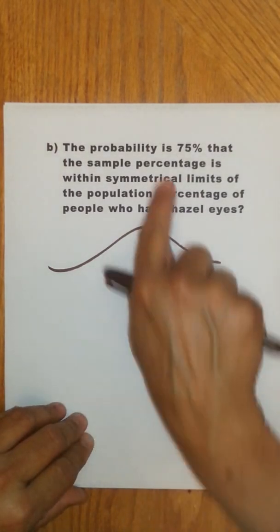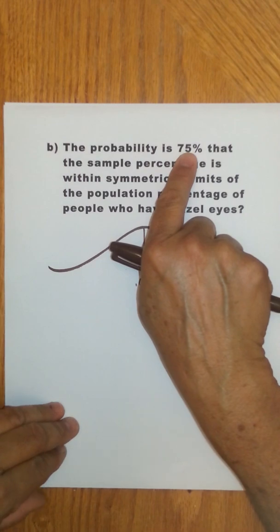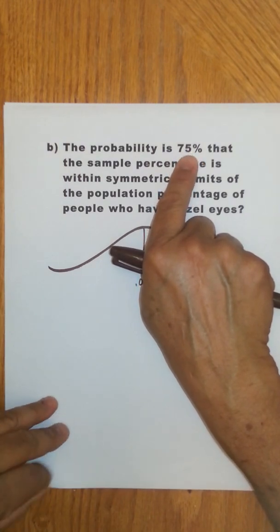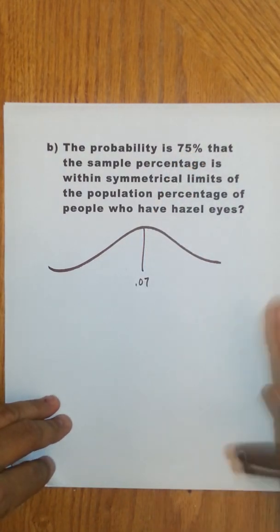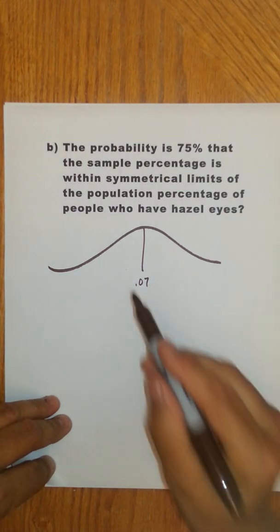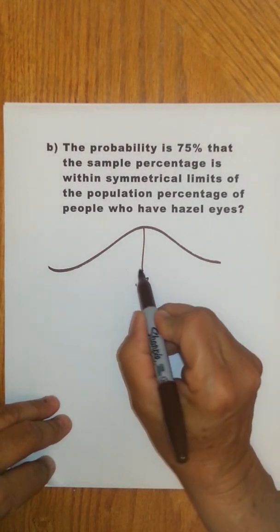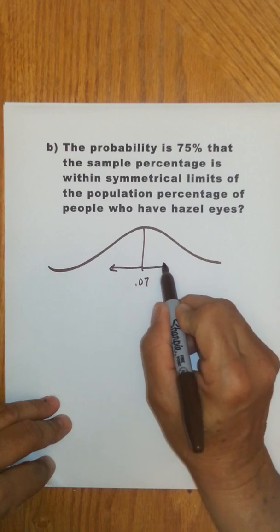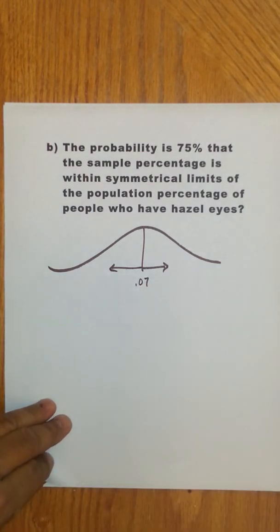So what is this 75%? If I'm telling you there's a 75% chance of getting the sample, I want to know what sample it is that I would get. So what we were saying is symmetrically located about the population proportion. We're going to be capturing 75% of those sample proportions, and we want to know what are those sample proportions.